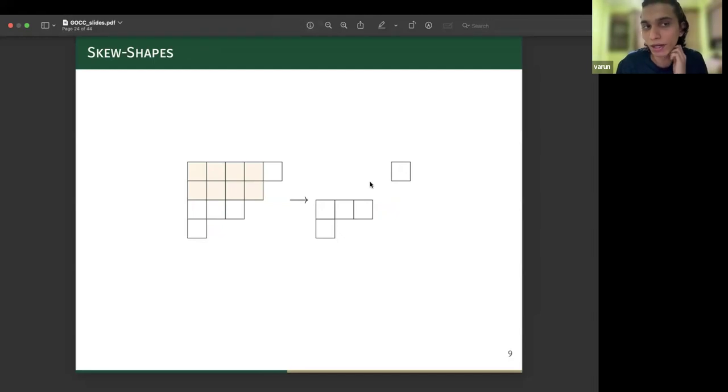Now, rim hooks are special examples of something called skew shapes. So what's a skew shape? We take a partition and find another partition whose diagram is contained in the original diagram. Here I started with 5431, and in color I've marked the diagram of the partition 44 sitting inside the diagram of 5431. A skew shape is obtained when I remove 44 from 5431, so I'm left with something like this. Anything obtained by removing a smaller partition from a larger partition is a skew shape.